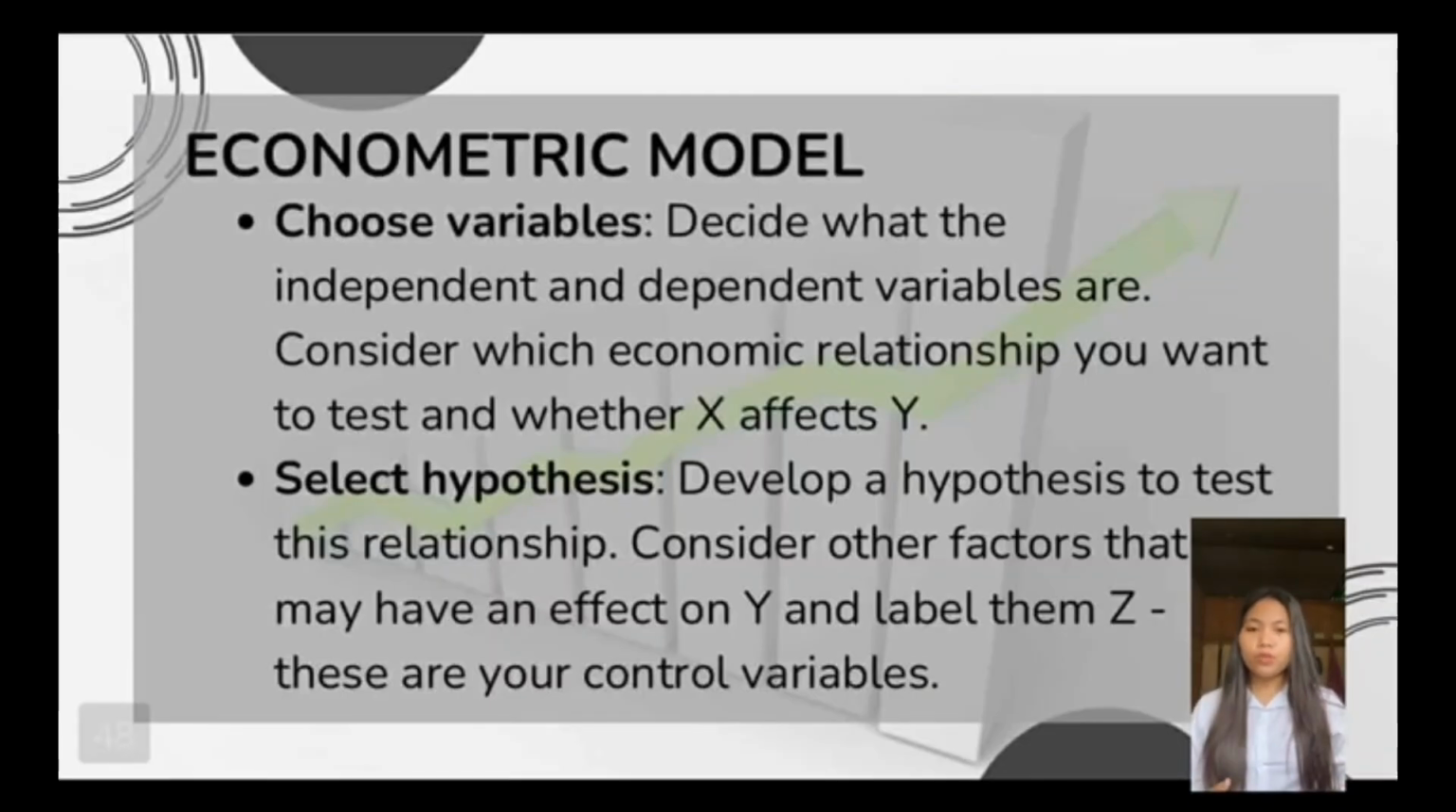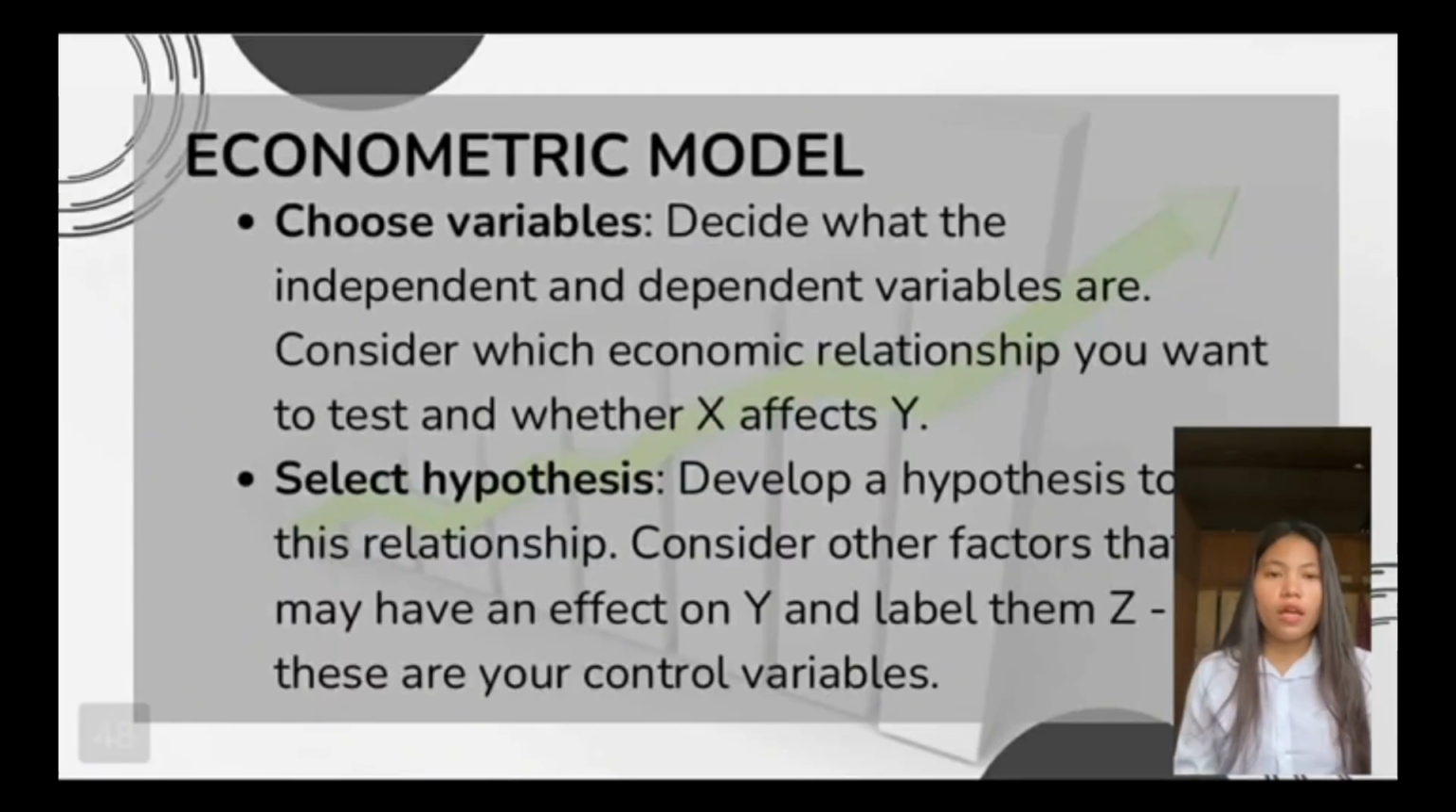Step 1. Choose variables. The first step is to decide the variables. We select the independent variable which we call x, and the dependent variable which we call y. For example, we want to study how income affects spending. Income will be x and spending will be y. We may also include other variables, represented as z, that is the control variable, to make the model more accurate.